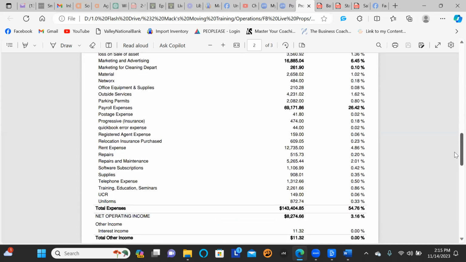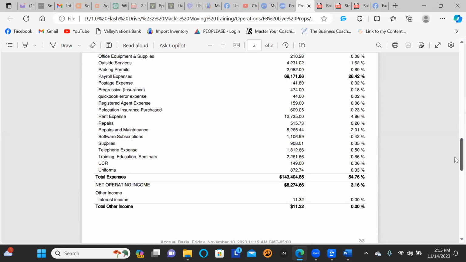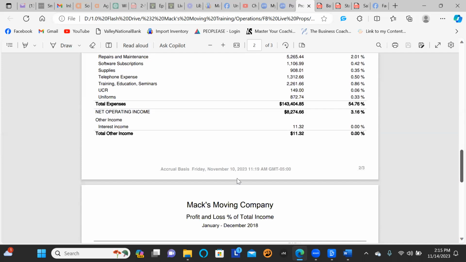So that was another one. Let's see what else we have. So yeah, that was pretty much it in that area. And then you have your net operating income. So basically that puts you at 54, almost 55%. So that left us with about 3%.